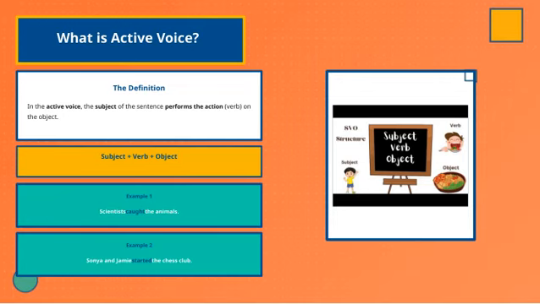So let's talk about what active voice actually is. The key idea here is the definition. In the active voice, the subject of the sentence is the one performing the action on the object. Essentially, it's a direct and clear way to communicate who is doing what. The structure is straightforward: subject plus verb plus object.